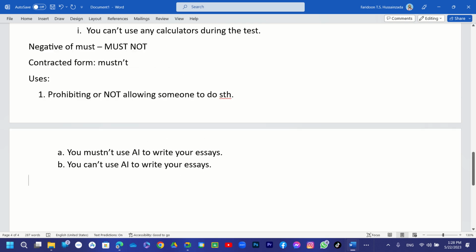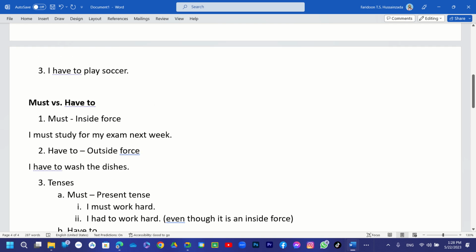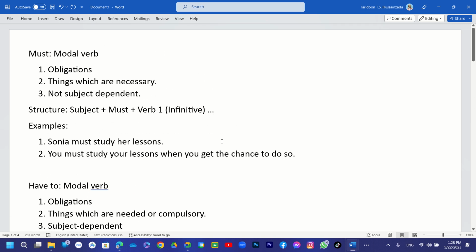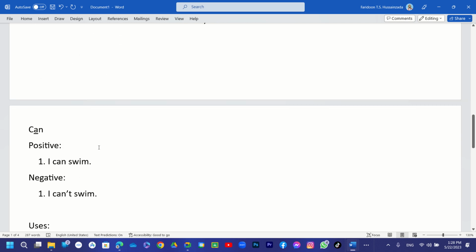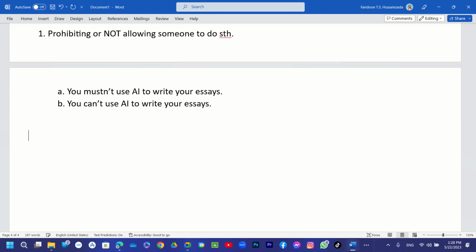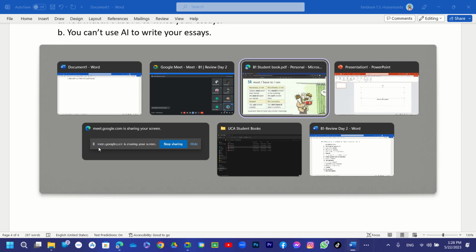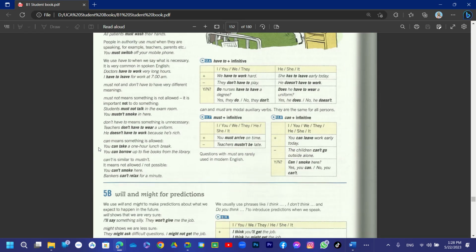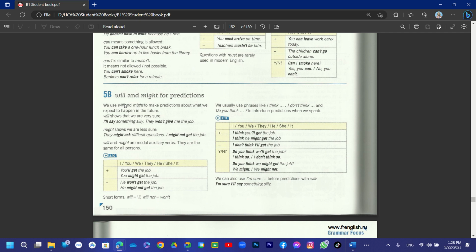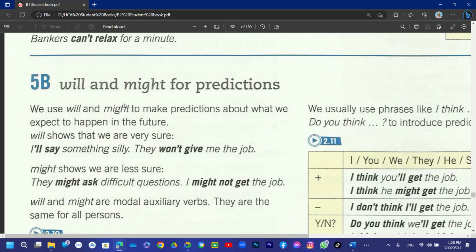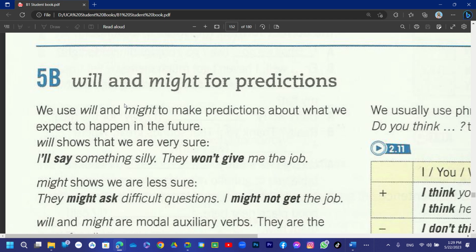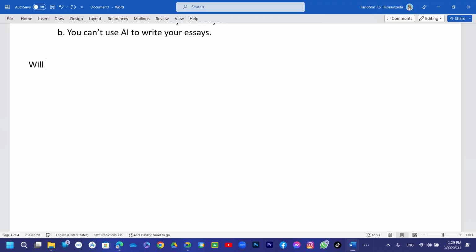Do you have any questions in this grammar, guys? Must, have to, and can. Okay, then let's continue and check the other one. What is the other one? The other one is will and might for predictions. Very easy, both of them. But we gotta know the differences as well. So, will and might for predictions.